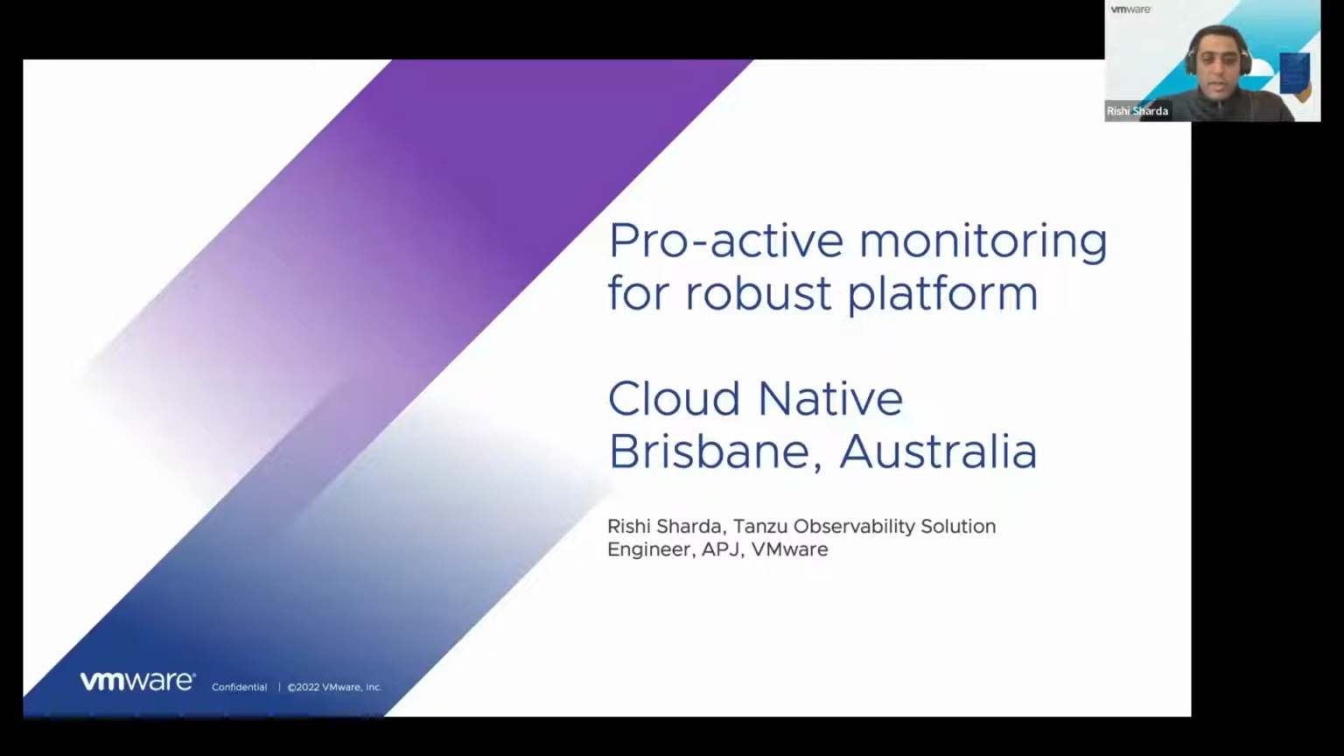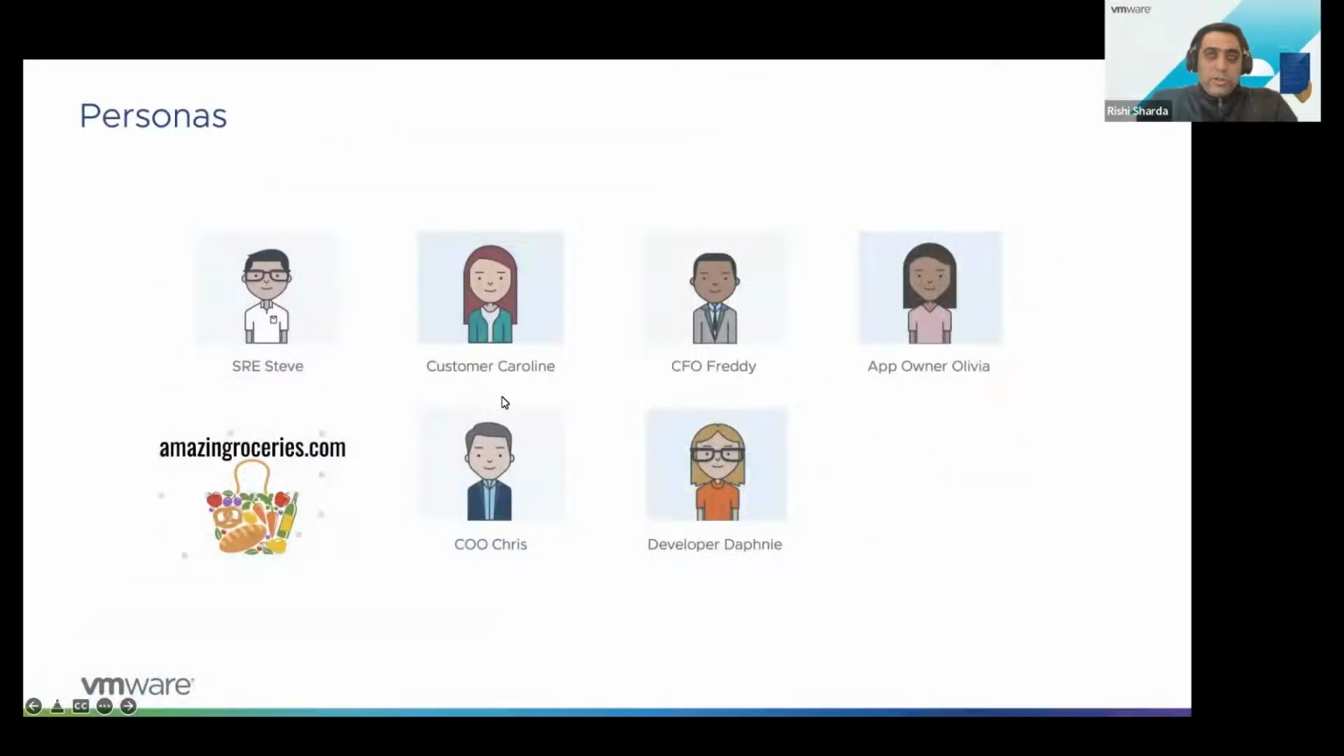Thanks, Pradeep. Hi, everyone. Good to see participants joining in. So today's topic, as Pradeep said, is about observability and how to make the platforms we use robust. Starting off, typically the personas involved in observability or monitoring across any organization are the following. There is an SRE team. There is, of course, the customer. Customers are important for our businesses because that's where all the revenue comes in. Then we have the app owners, the developers, the COOs, and the CFOs, who are interested in what's going on in the organization.